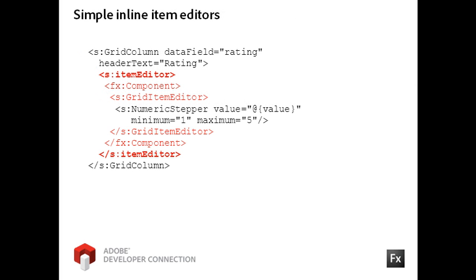This code sample shows an item editor property nested inside a grid column block. Within that is a component block that specifies a new scope for the item editor. Within the component block is the grid item editor class instance. Within this class, you can place a control for display. This is very similar to creating item renderers for the data group container that you learned how to create at the beginning of this day of training.